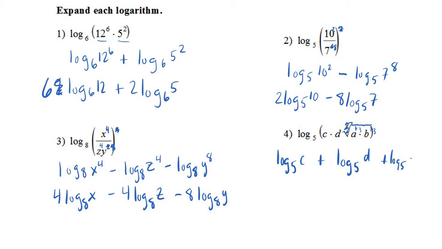I'm going to run out of room. Sorry about that. A to the 1/3 plus log base 5 of b to the 1/3. And then, of course, you can see what we're going to do. We just bring that 1/3 out front, 1/3 out front, and that would be our final answer there.